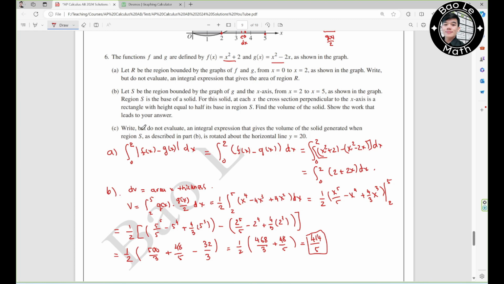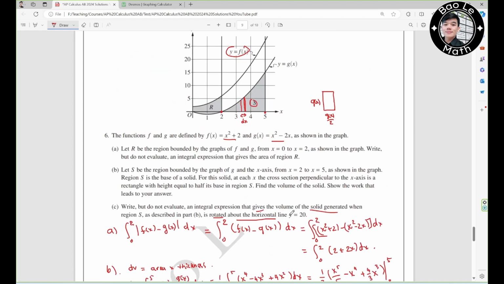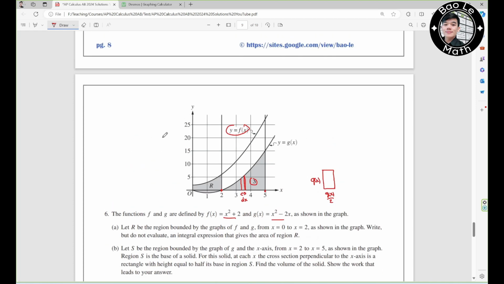Alright, let's move on to question C. Write but do not evaluate an integral expression that gives the volume of the solid generated when the region S, as described in part B, is rotated about the horizontal line y equals 20. Alright, y equals 20, so it's going to be like this. This is y equals 20. Now we need to rotate the region S about the line y equals 20.